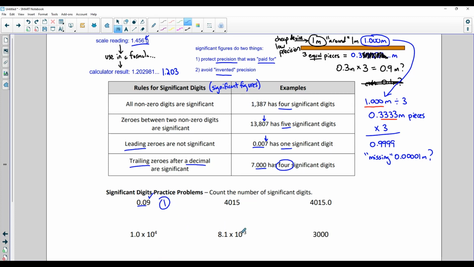I'm going to try this one right here just to get scientific notation in there. I hadn't mentioned that yet. Both of these digits, 8 and the 1, they're non-zero, so they count. So this number has 2 significant digits.